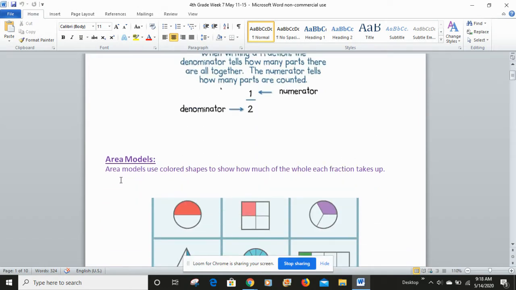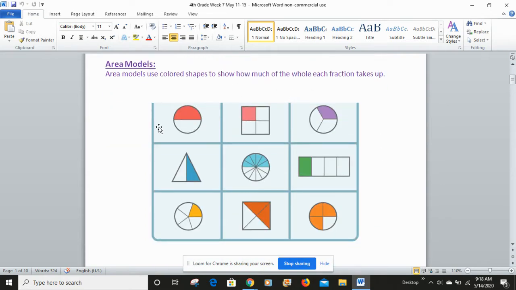Looking at area models. Models use colored shapes to show how much of the whole each fraction takes up. So, if I was looking at some different shapes and I wanted to know which fraction is shaded, I could use a model that would show a circle and it's divided into two parts. So the bottom number, the denominator would be 2. What's shaded? 1. So 1/2 of this shape has been shaded.